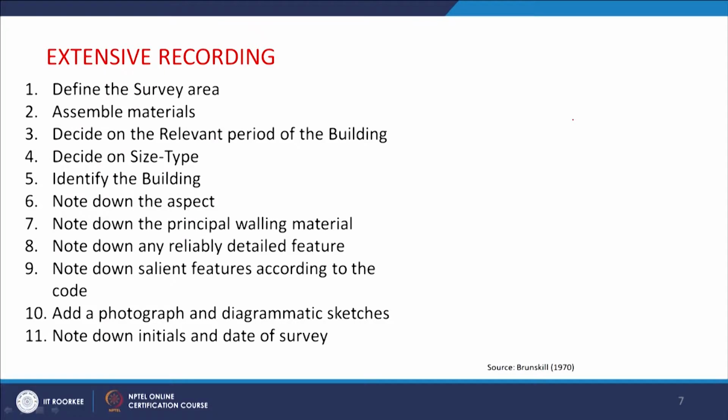So obviously it was written on the lintel, let's say 1857. So it is talking about the age of the building, right? So that reliable information has to be captured. And the salient features according to the code. So we have to document all these architectural features. What are these special features in it?